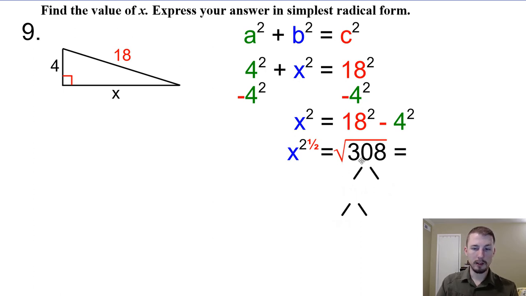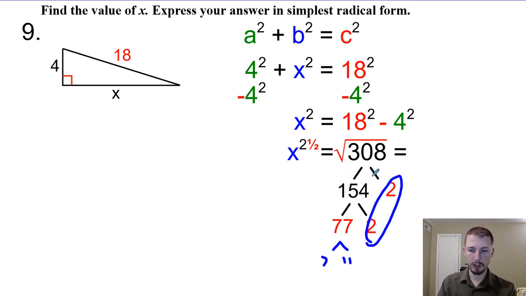I see this as an even number because it ends in an even number, so I can divide it by 2, and when I do that I get 154 and 2. 154 is also even again, so I can take out another 2, which leaves me with 77. 77 actually is not prime. It breaks down to 7 and 11, and both of those are prime. I notice I have a common pair of 2's that can come out in the front, so I'm going to be left with 2 and then multiply these back together, so 2 radical 77.